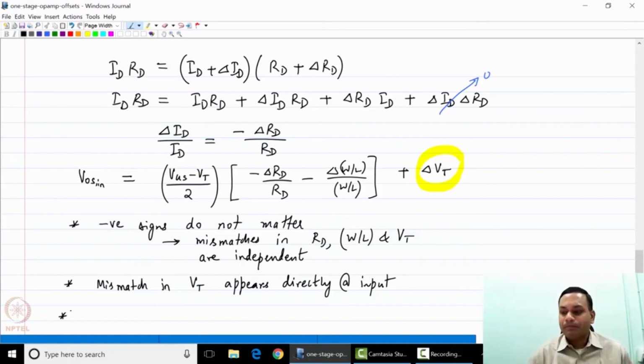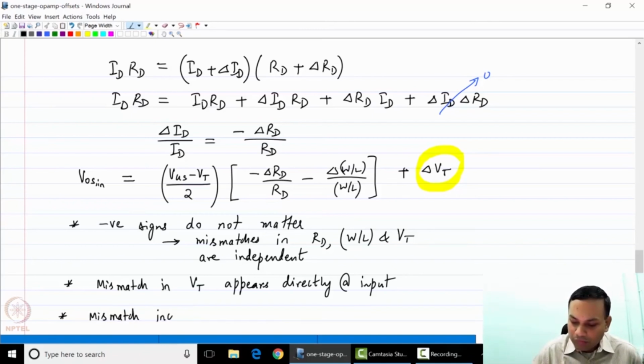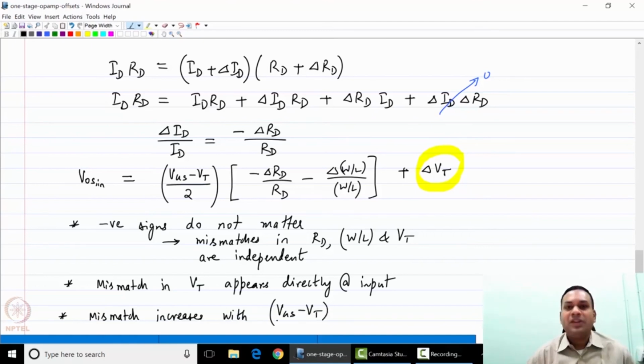And finally, you should note that mismatch increases with the overdrive VGS minus VT. Therefore, if you want low input referred mismatch due to RD and W over L, you should try to minimize the overdrive voltage.